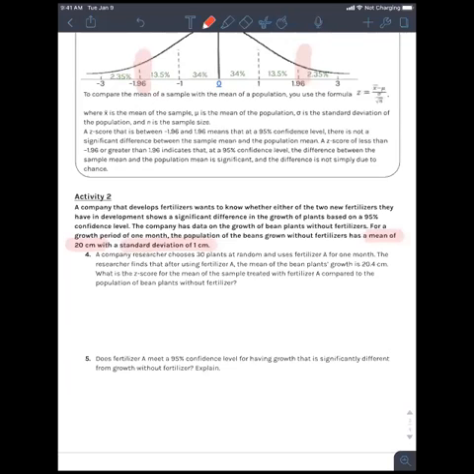I feel like I missed something. Oh, okay, there we go. Ah, that's not a highlighter. You guys, I hate this pencil.